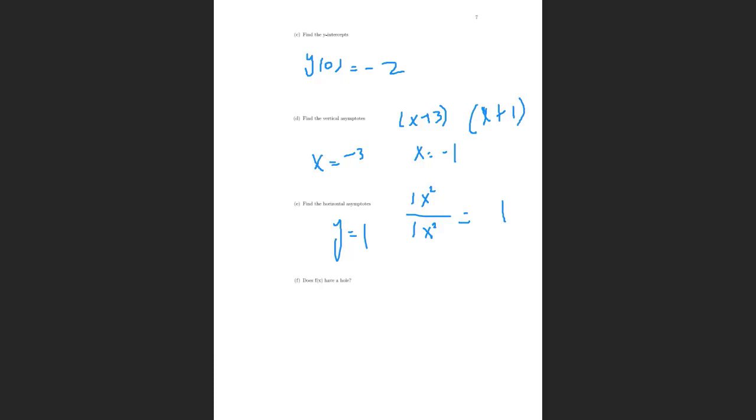So does f of x have a hole? I already mentioned holes earlier, and you get a hole when a factor cancels out on the numerator and denominator. And in this case, you cannot. So no hole. Okay, so next page.